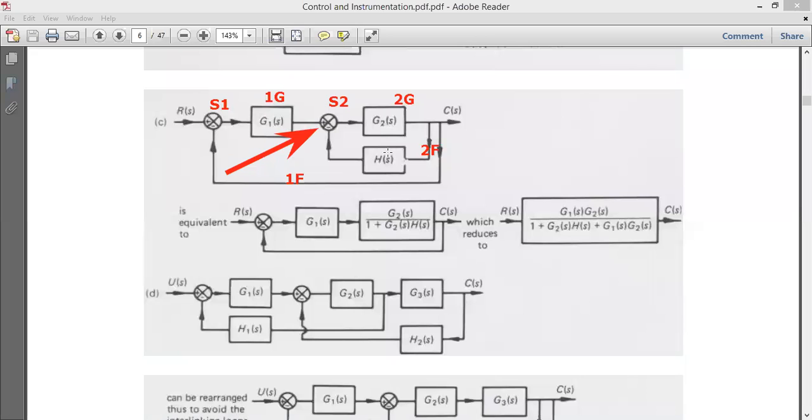Now G2 and H look like a parallel connection, but they are not parallel to each other. The reason they are not in parallel is that the G block is forward towards C of S, but there is a feedback from the output to this summation. So that is the reason this cannot be taken as a parallel connection. Therefore this acts as a minor loop.